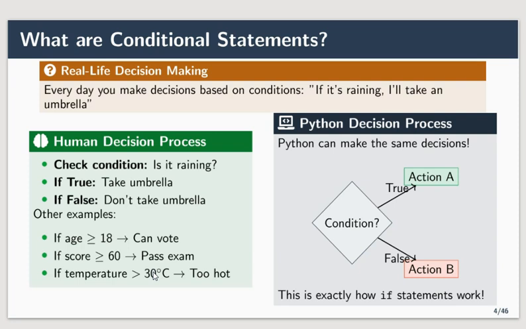If your age is 18 or more, you can cast your vote. If your exam score is 60 or above, you pass the exam. If the temperature is over 30 degrees Celsius, it is too hot outside.